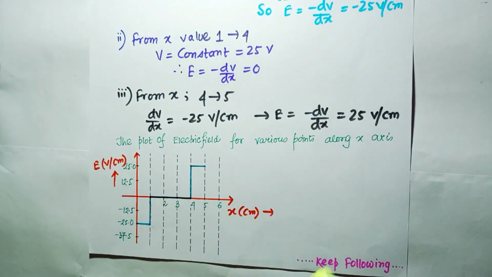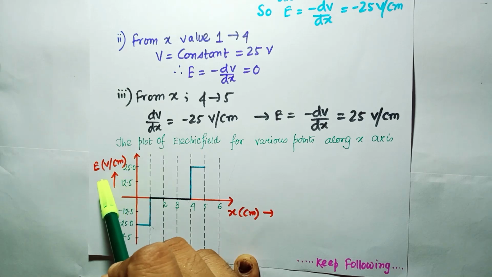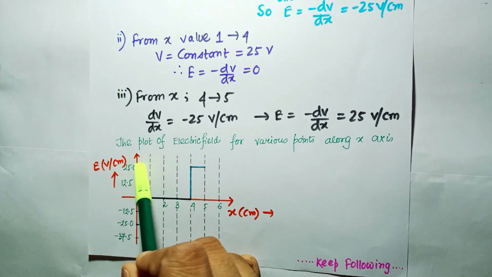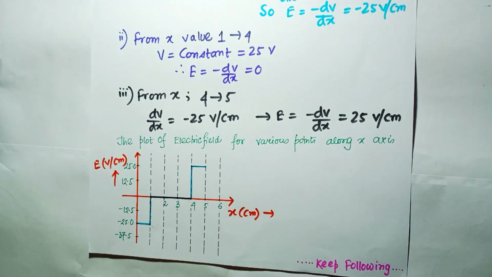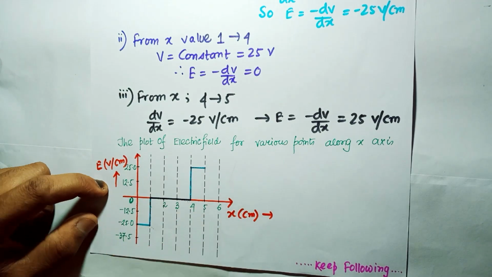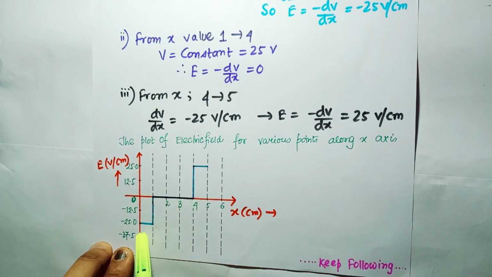You can see from the figure that along the y direction is the electric field, which has the unit of volt per centimeter, and along the x-axis it is the distance. So you can see when the distance is from 0 to 1, this is obviously the 0. So when x varies from 0 to 1, the electric field has the negative value and the magnitude is minus 25. So it is up to there.